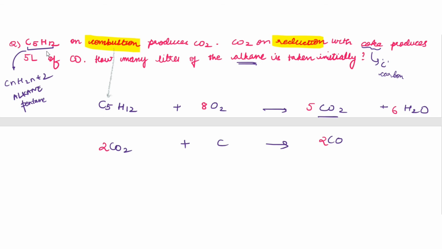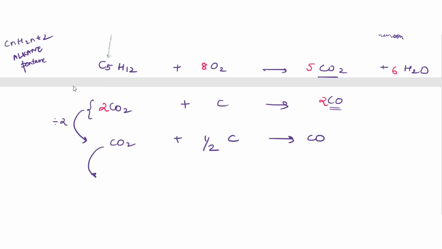In the question they have given us 5 liters of CO. So what should we do? We should make sure that the stoichiometric coefficient of carbon monoxide is 5. For that, first we divide the equation by 2 to get half CO2 plus half C giving CO, and then we multiply by 5, which gives us 5/2 CO2 plus 5/2 C giving 5 CO. So we have got this 5 CO, which is given in the question. We can take this as 5 liters of CO.